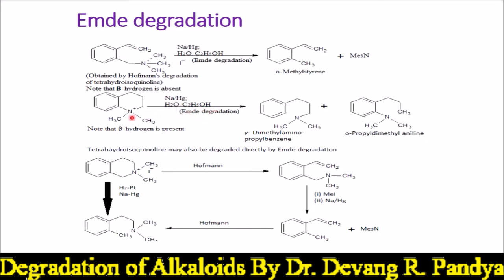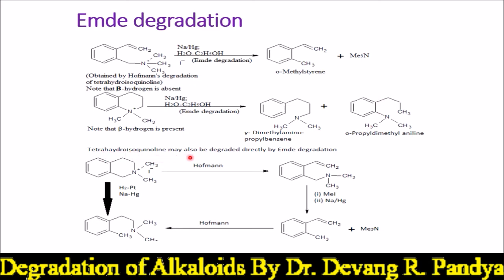MD degradation process is carried out. We're going to get the ring opening reaction. Gamma-dimethylaminopropyl benzene is going to be obtained, and ortho-propyl dimethyl aniline is going to be obtained.